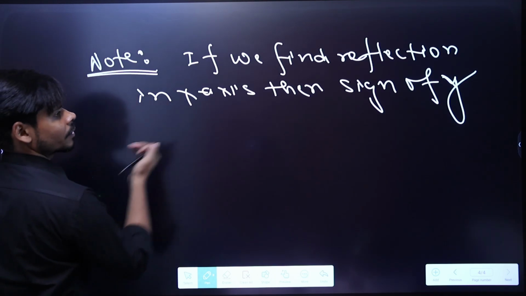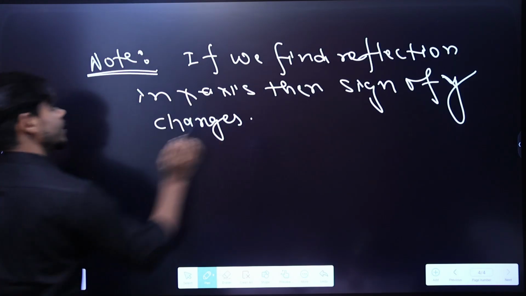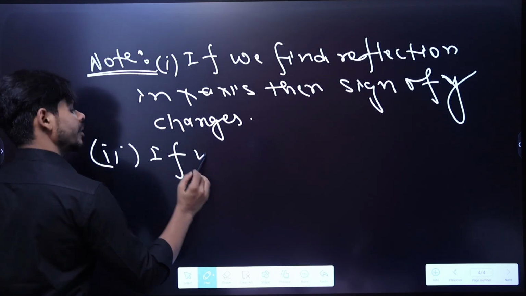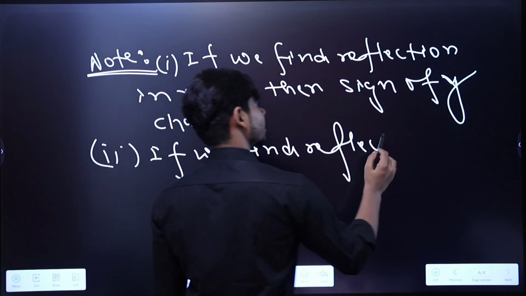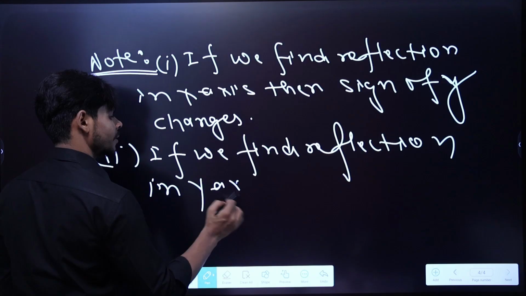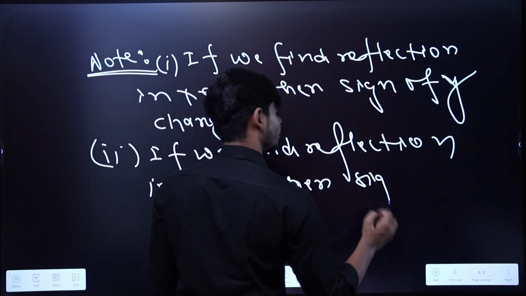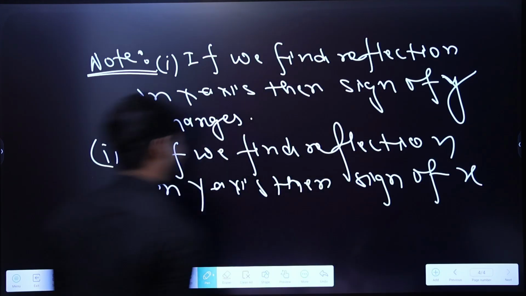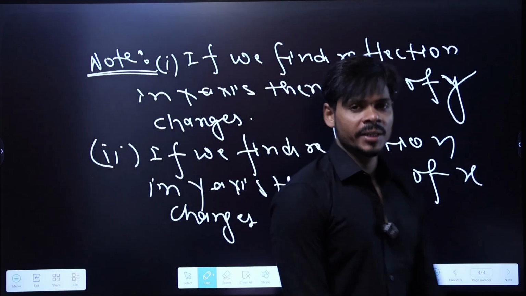Let me write, sign of y changes. That's it. Second, also this was the first point, and if we find reflection in y-axis, then sign of x changes. These two are the important points till now.